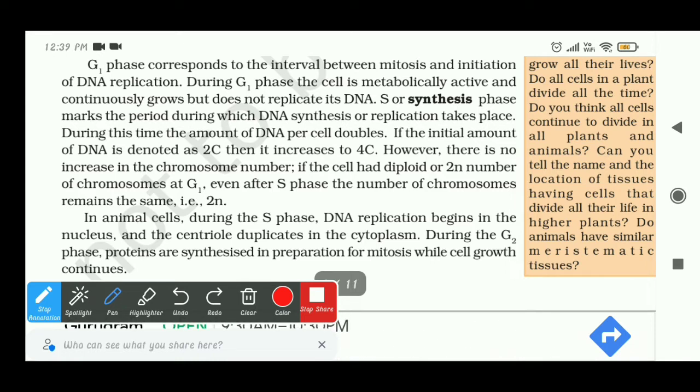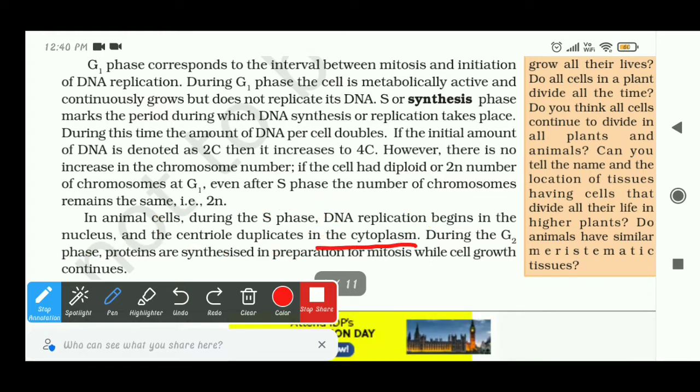We have an important note about the S phase. In the human cell, DNA replication will begin in the nucleus, and the centriole duplicates in the cytoplasm. So in animal cells it is important to note that during the S phase, DNA replication will begin in the nucleus, and the centriole will get duplicated in the cytoplasm.